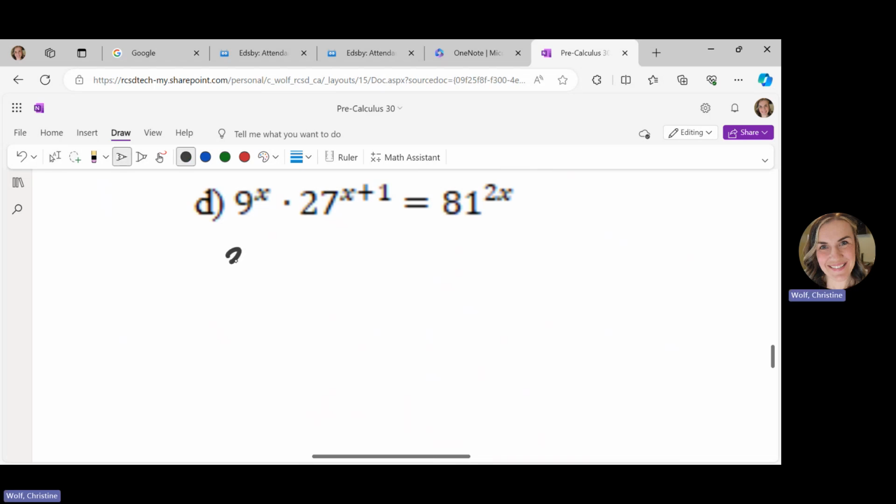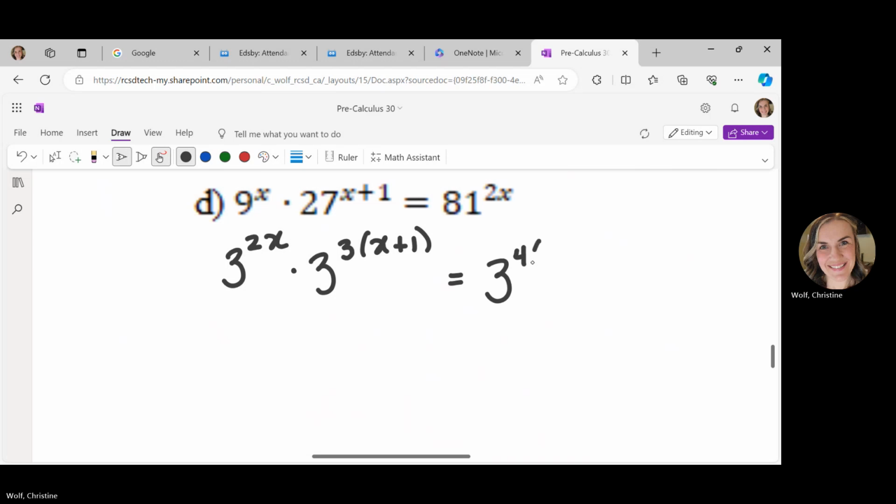So 9 is going to become 3 squared. But then there's also the x. So I'm just going to make that 3 squared x. Okay? 27 becomes 3 cubed. But that is still multiplied to the x plus 1 that was already there. Equals 81 is 3 to the 4. And then it's still times 2x. You could have looked ahead and written 8x there. I'm fine with that. Okay, on my left side, I'm not done yet because I have a double power.